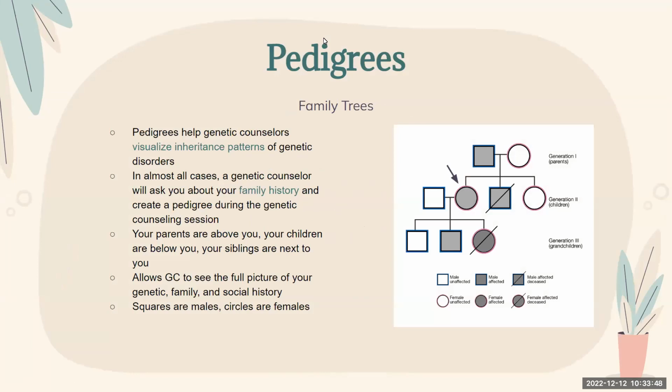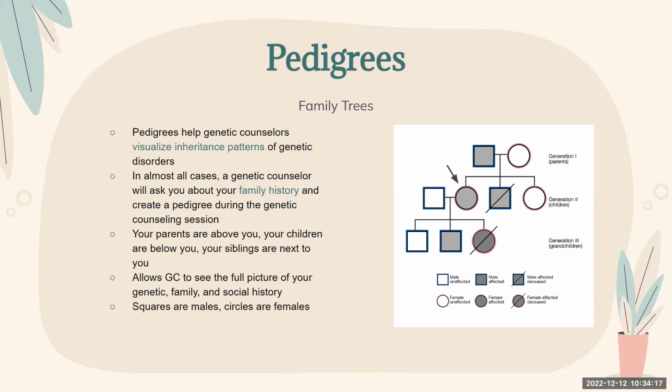Now we will move on to pedigrees. Pedigrees help genetic counselors visualize genetic inheritance patterns of genetic disorders. In almost all cases, a genetic counselor will ask you about your family history. They do this in order to create a visual representation, otherwise known as a pedigree, during your genetic counseling session.